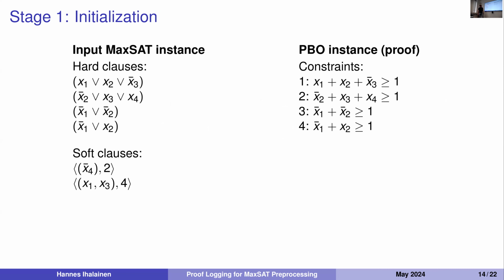For all hard clauses, we simply convert them to PB constraints. If the soft clause has only one literal, we don't convert it to any constraint, we only add it to the objective function. If the soft clause has more than one literal, we need to add a new variable and add it into the objective function. So after initialization, we might have something like this.